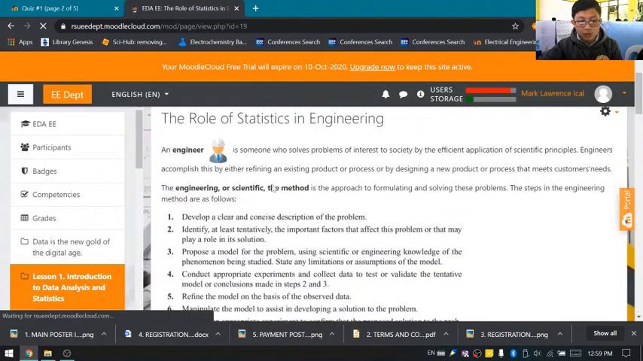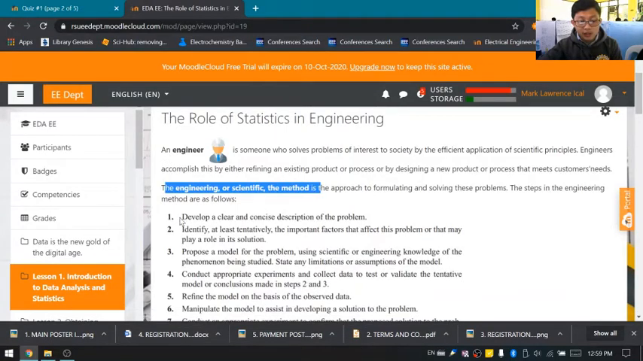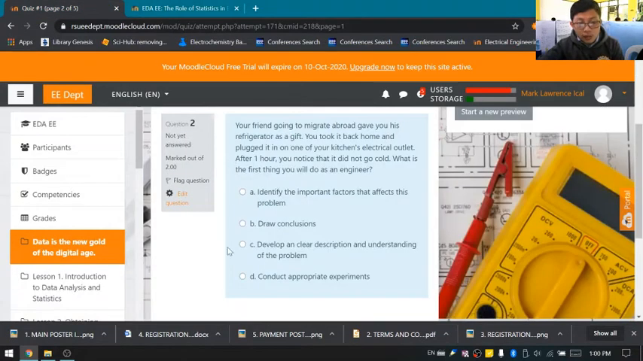Okay, so the engineering or scientific method starts with developing a clear and concise description of the problem. Now this is really important to know first your problem, because if you don't know the problem, then you don't know how to answer the problem. For example, how can you answer a question wherein the question is something that you don't know? So you might be shooting arrows. So all you need to do is to understand or make a clear picture of what the problem is.